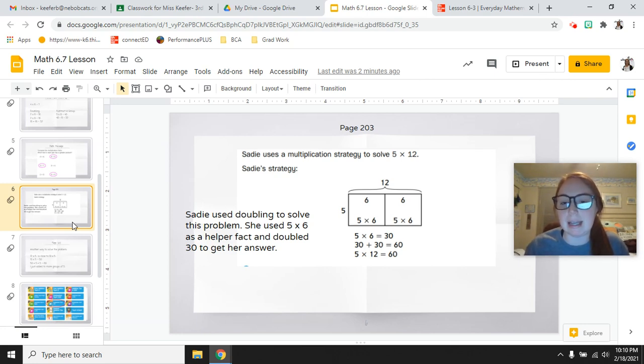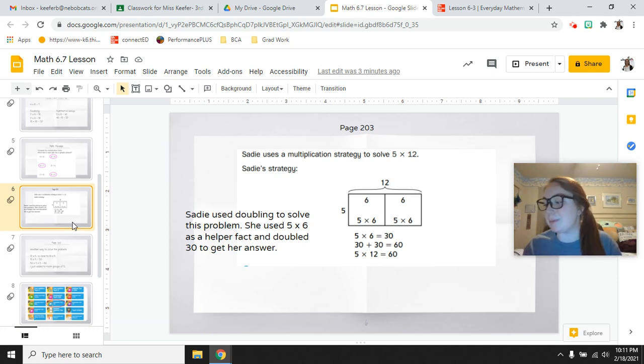What Sadie did is she drew an area model. That's where you draw the square to help you. And she labeled the sides 5 and 12. And then it looks like she broke apart the 12 and used the doubling strategy. She broke apart the 12 into 6 and 6. So then she did 5 times 6 plus 5 times 6. 5 times 6 is 30, and then 30 plus 30 is 60. So we could say that 5 times 12 equals 60. All that work is there for you.